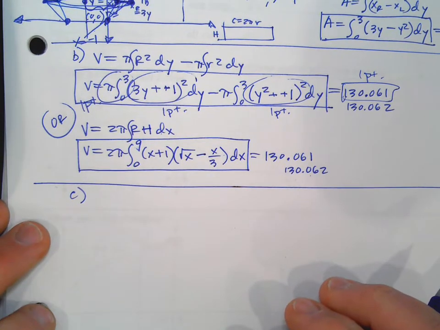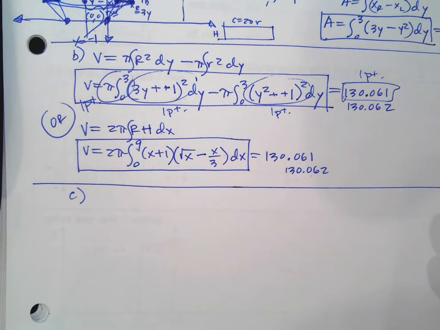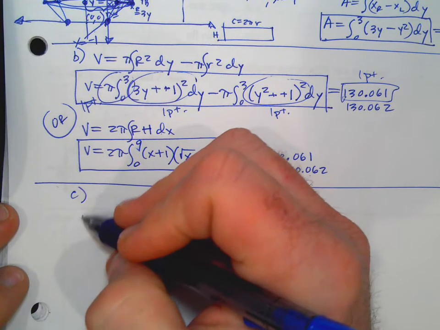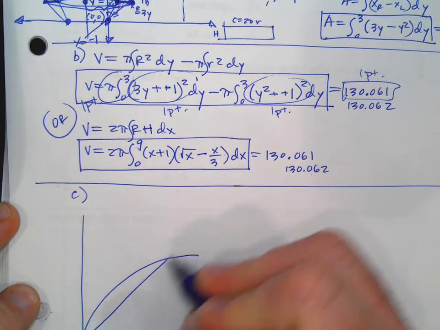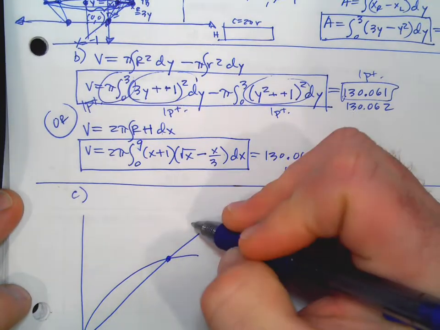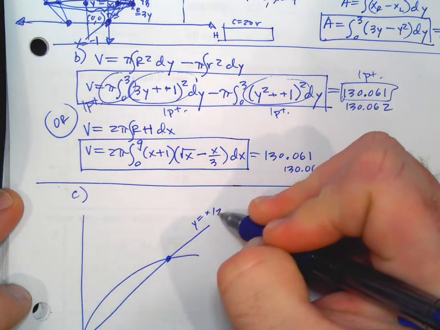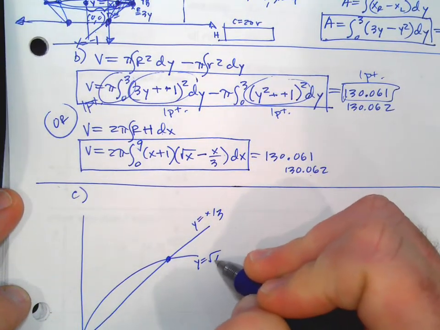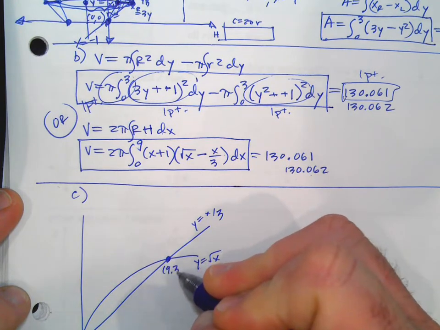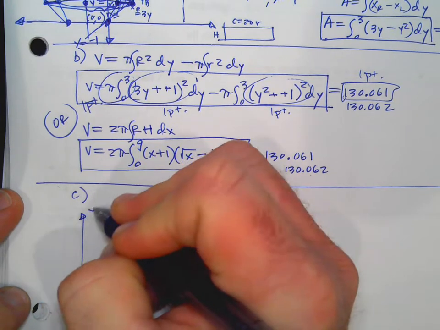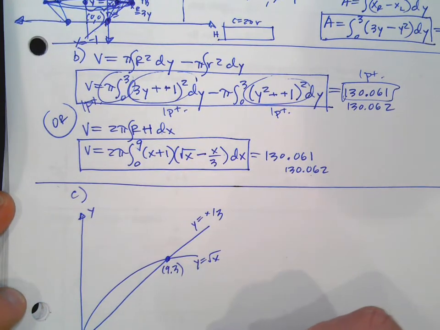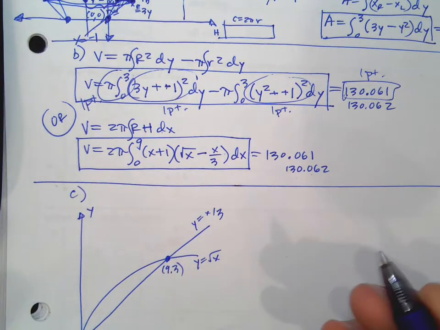C says the region R is the base of a solid. For the solid, the cross sections perpendicular to the y-axis are squares. Find the volume. I'm going to redraw this picture real quick. It's way too messy, and it won't take me that long. Right, and it's worth it. Okay, now it says this is volume by cross section.